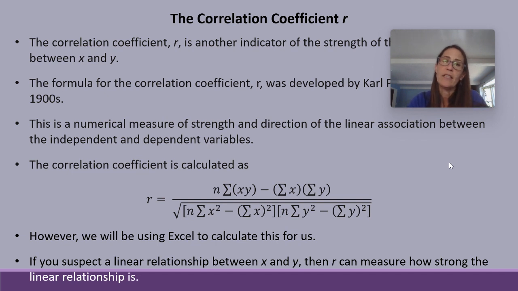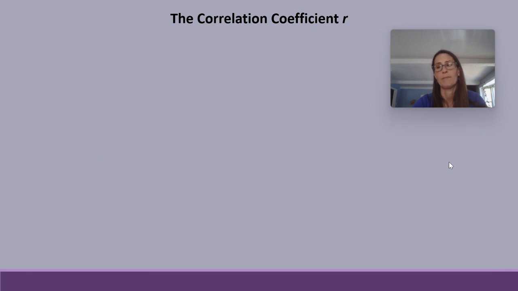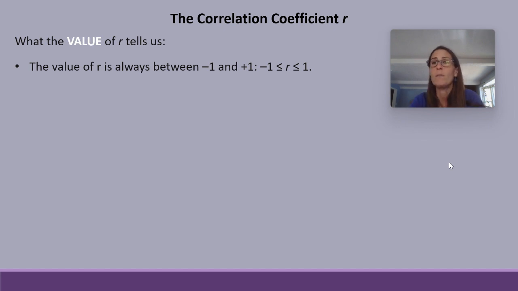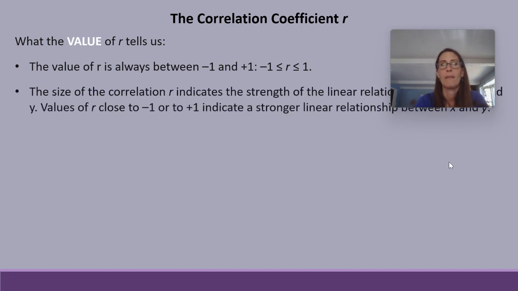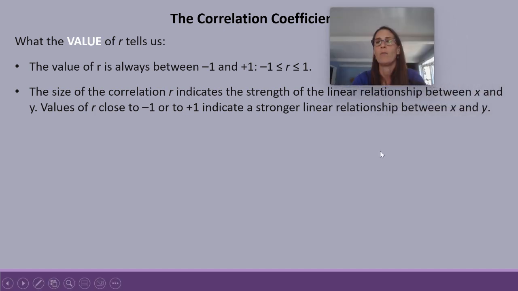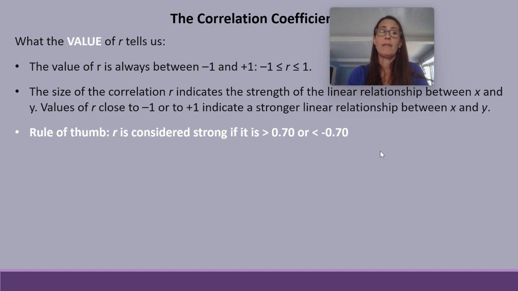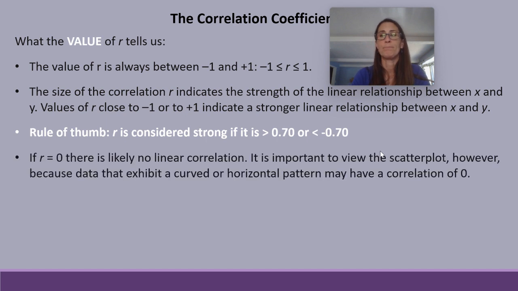So if you suspect a linear relationship between X and Y, then R can tell us how strong that linear relationship is. The actual numerical value of R is always between -1 and 1. The size of it indicates the strength of the linear relationship between X and Y. Values of R close to -1 or close to +1 indicate a strong linear relationship, and a rule of thumb is that R is considered strong if it's greater than 0.7 or less than -0.7.